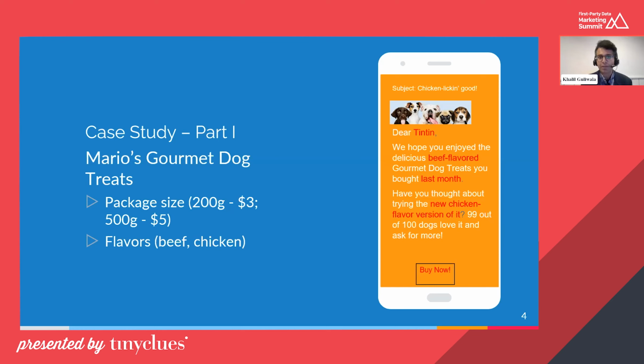Notice what's happening here. This is using information on the transaction. It's the first name of the customer, so Tintin is talking about what they previously purchased. Whatever are the data elements, I put in the red font; the white is just grammar. Again, first red font, Tintin, your name. Beef flavor, what they previously bought. Last month, recency: how long ago did someone buy this? Now, here's where the cross-sell applies, which is the flavors: a new chicken flavor version of it.